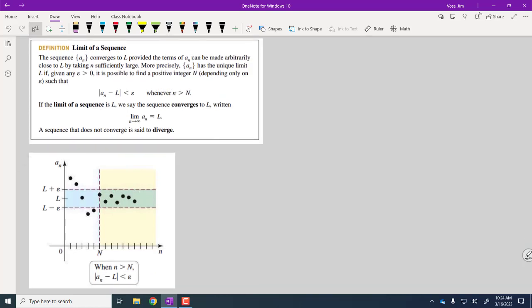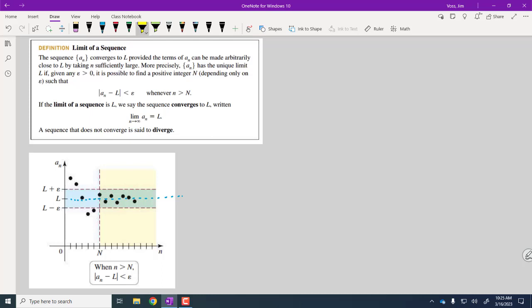So the idea for a limit to exist is that when you go far out in the sequence, the terms are arbitrarily close to some constant value. Usually we call it L. So here, L is the limit of this sequence. So if we could draw a straight line there that was dashed, that is what the limit of this sequence is. And so in order to talk formally about limits, this is what we say.